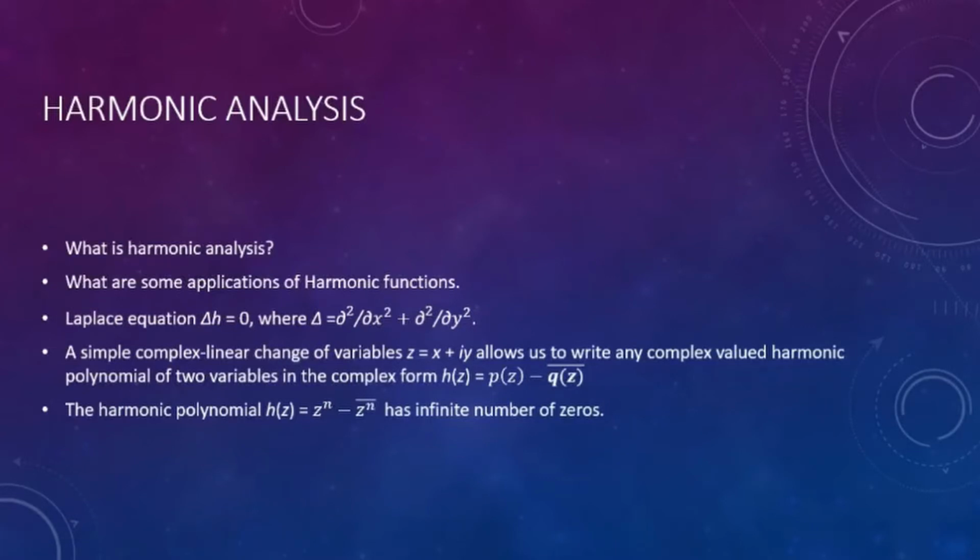So let's cut to the chase, where we take p of z and q of z as simple polynomials. One example is h of z equal to z power n minus z power n whole conjugate. This polynomial is said to have an infinite number of zeros. It is almost trivial, because if you take z power n minus its conjugate, the zeros lie along lines around the origin. All the lines which are almost parallel around the origin satisfy this equation.